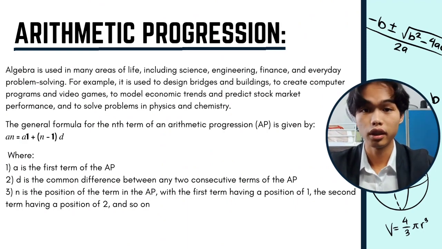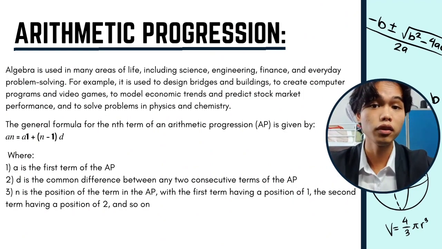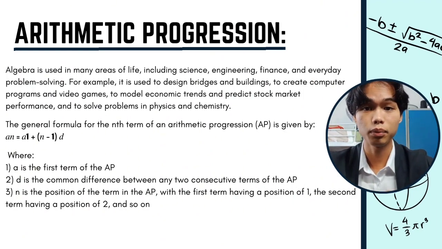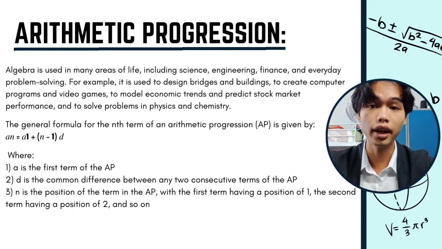Now I'd like to talk about arithmetic progression, the first part of our presentation. The general formula for the nth term of an arithmetic progression, or AP, is given by An = a + (n - 1)d, where a is the first term of the arithmetic progression, d is the common difference between any two consecutive terms in the arithmetic progression, and n is the position of the term, with the first term having a position of 1, the second term having a position of 2, and so on.